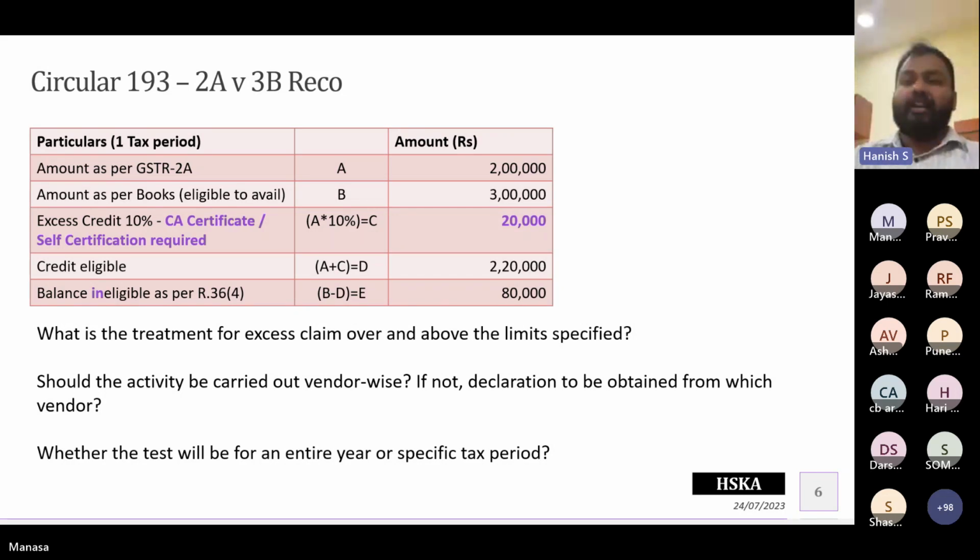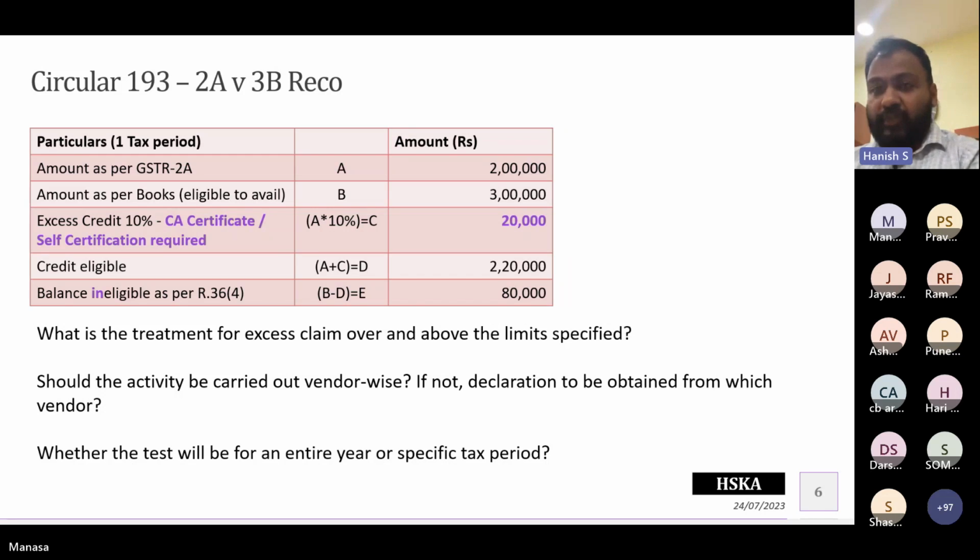Okay, so how do we deal with this? It will have to be decided on a situation to situation basis. But the only point I'm trying to make here is that to the extent of the 2010-5, we have some relief. Beyond that, we will have to challenge that there was no 2A 3B reconciliation required at all.